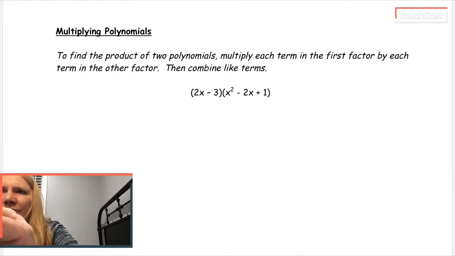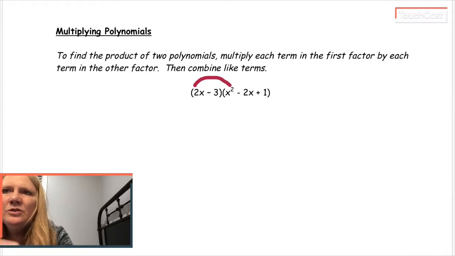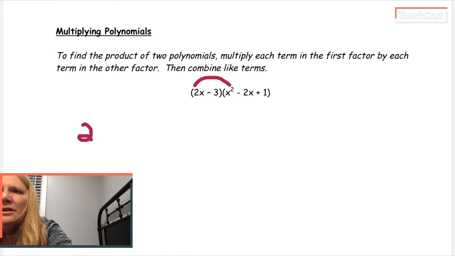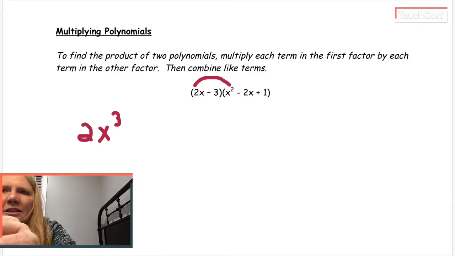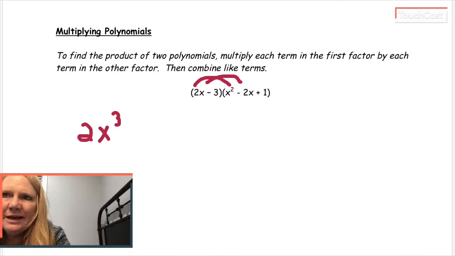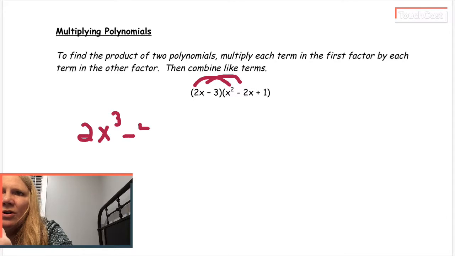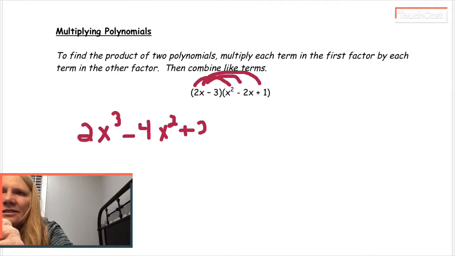So this first 2x is going to have to be distributed to the x squared term. So that would be 2x to the power of 3. Then the 2x is going to be distributed to the negative 2x. So 2x times negative 2x is negative 4x squared. And then a positive 2x times a positive 1 is a positive 2x.